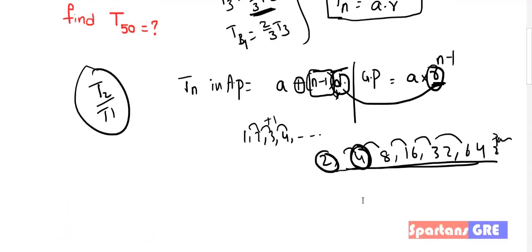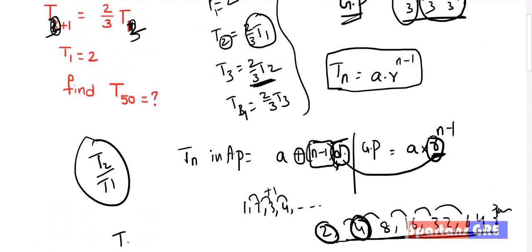So T50 is what you have to find. The a value is 2, a into r power, the common ratio, that means whichever is being multiplied, that is 2 by 3, into n minus 1. Here n is 50, so this will be 49. So finally you can say 2 power 50 by 3 will be your answer, right?